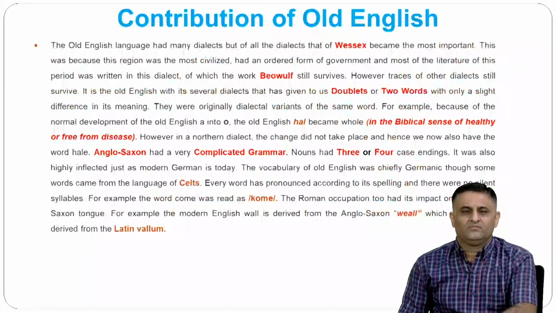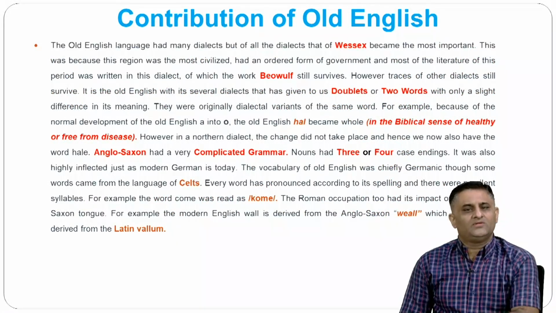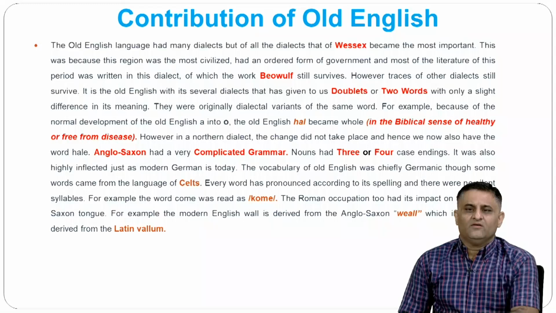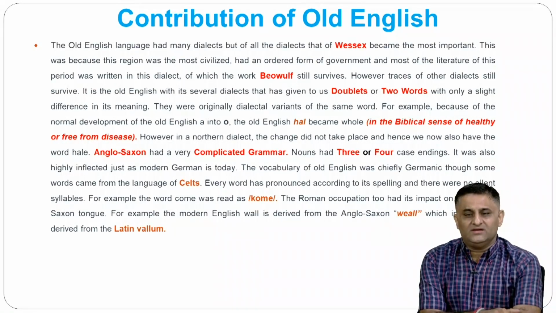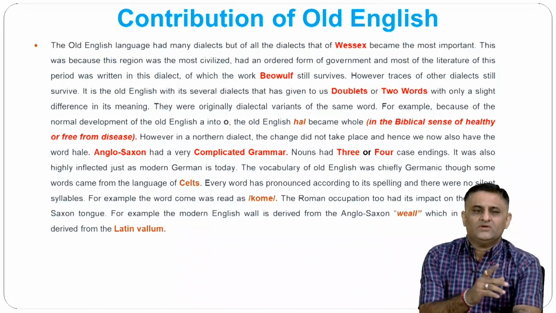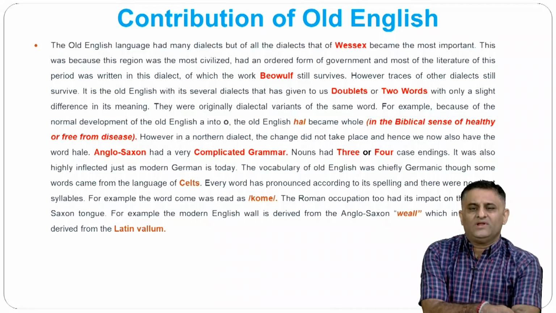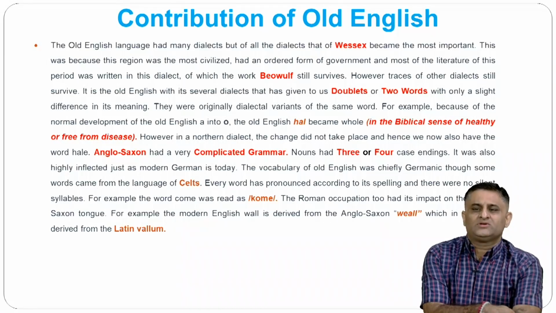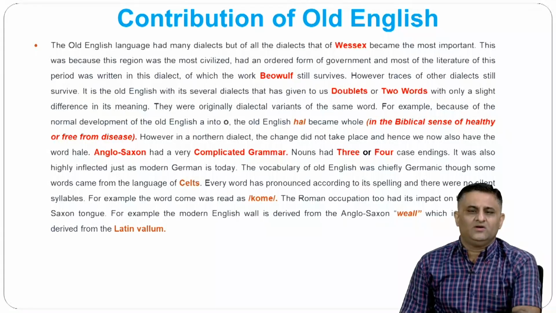Now, dear students, in this slide, we have information about the contribution of Old English. We already discussed in the previous slide what Old English is. Now, let's see technically which kind of contribution Old English made. See, the Old English language had many dialects, but of all the dialects, that of Wessex became the most important. Dear students, in the first line you have the word dialects.